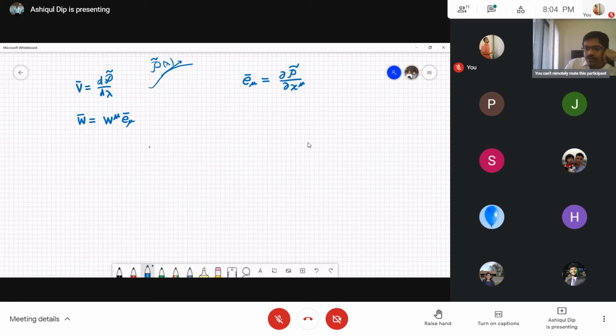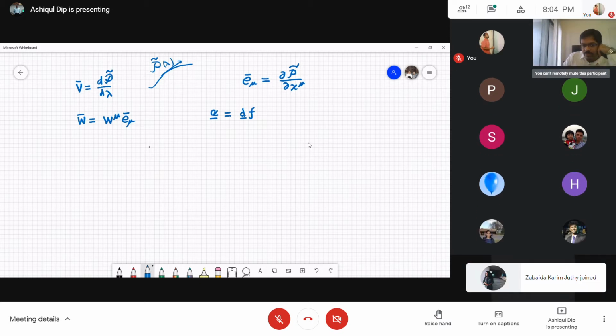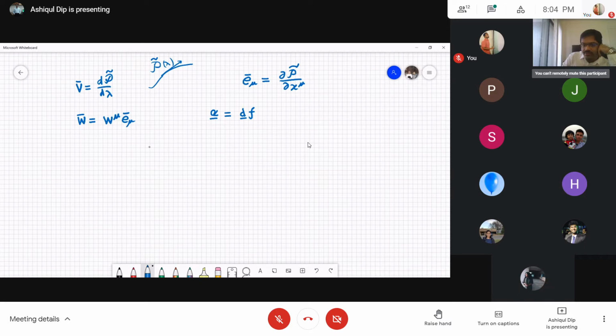One forms were defined to be infinitesimal changes in some scalar quantities, say f, like that. This was the definition of alpha. Then we defined the corresponding basis one forms. Those were omega mu with the lower bar, because these are one forms. So it was like this. I believe everyone remembers this stuff, right?